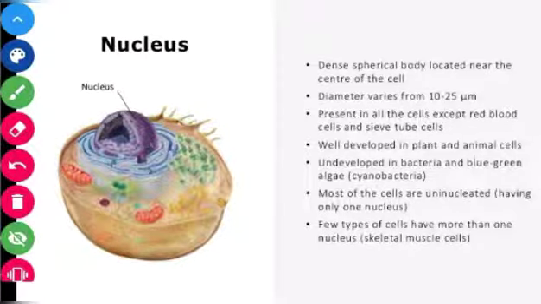Okay, and it is present in the center of the cell. Its diameter varies from 10 to 25 micrometers, and it is present in all the cells except red blood cells, RBCs, and sieve tube cells. Sieve tube cells are present in the plant cell, and red blood cells are animal cells. So here there is no presence of nucleus. This is not present in red blood cells and sieve tube cells.